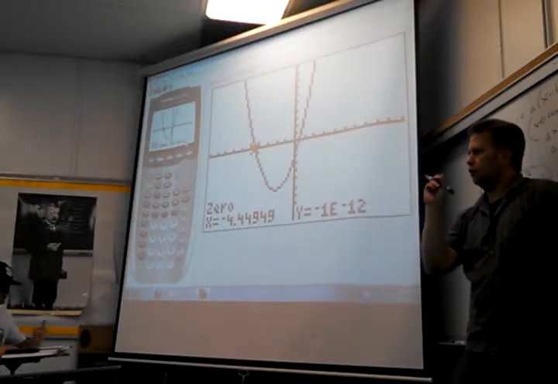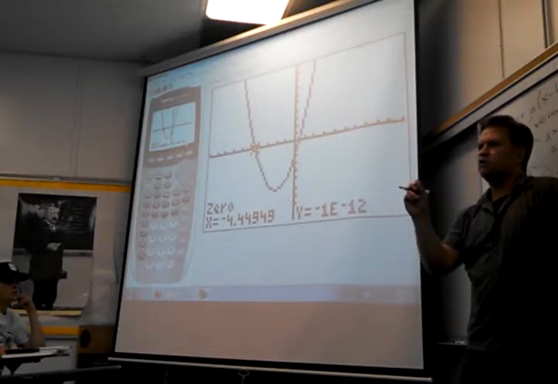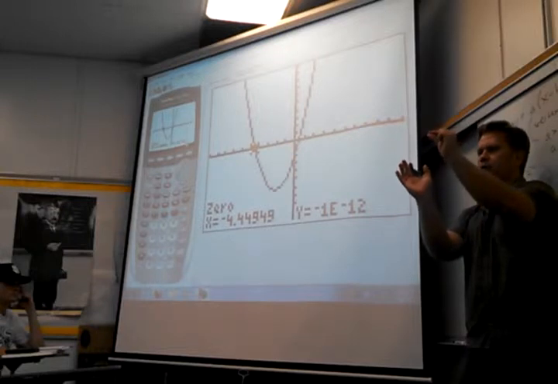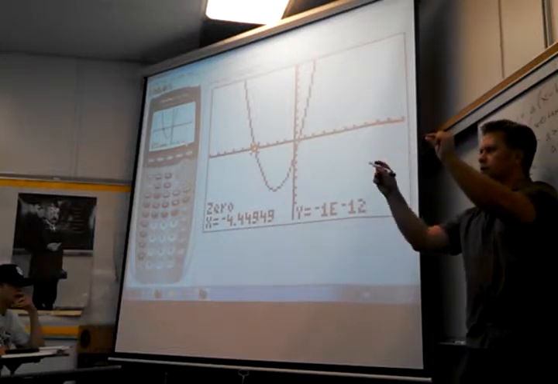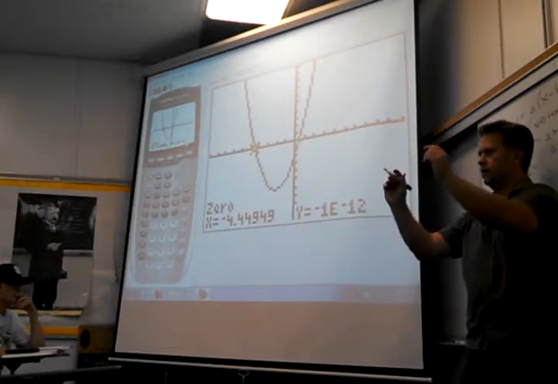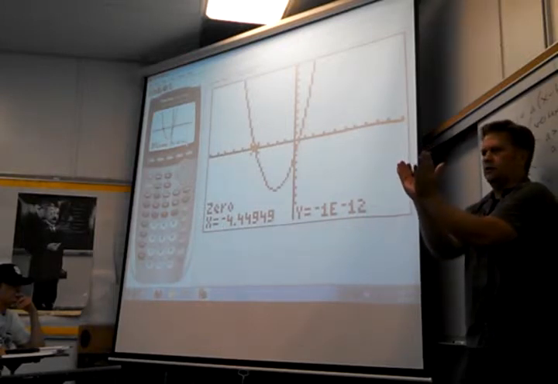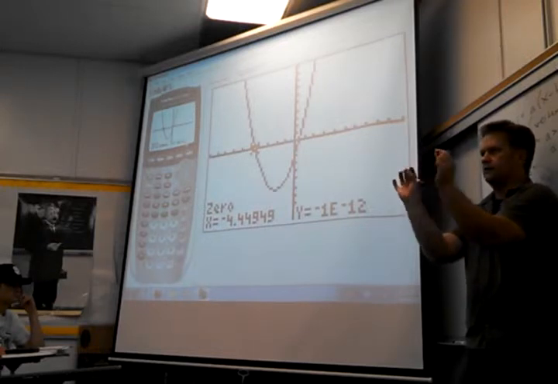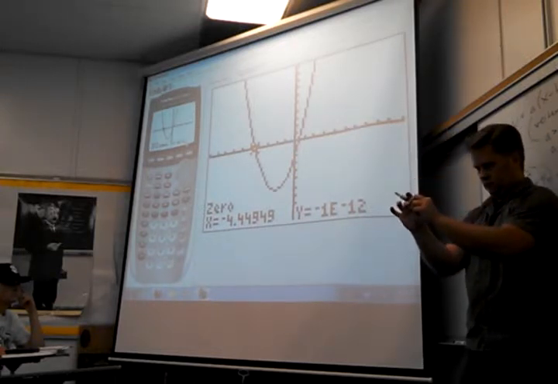If I just ask you to graph this, you can use the fact that parabolas are symmetric. If I know one point on this side, I know its mirror image is on that side. Let me say that again. Parabolas are symmetric, right? If I know this point's there, then its mirror image has got to be over there. And they have to be the same distance away from the vertex.